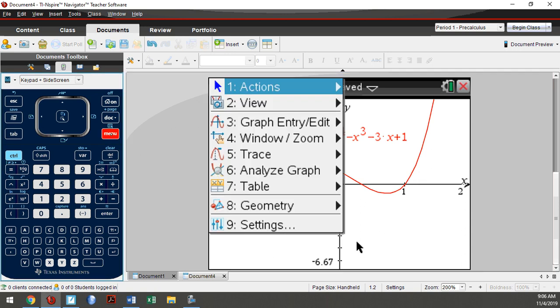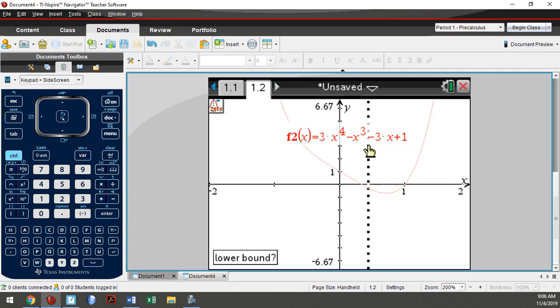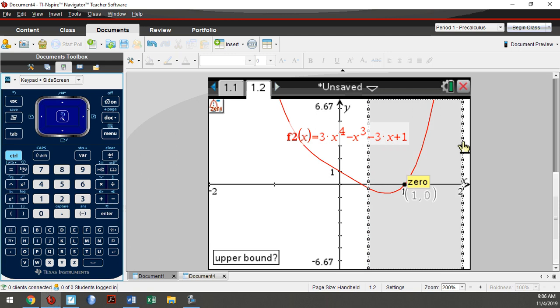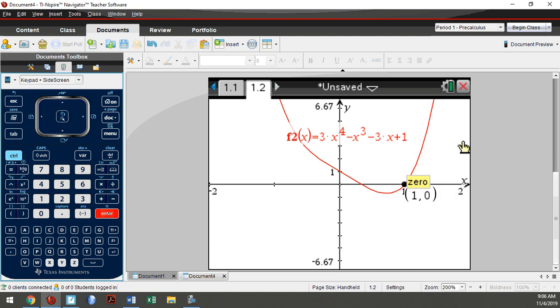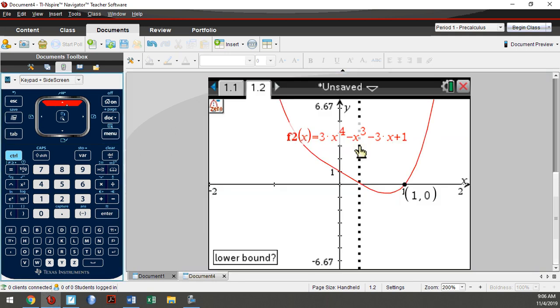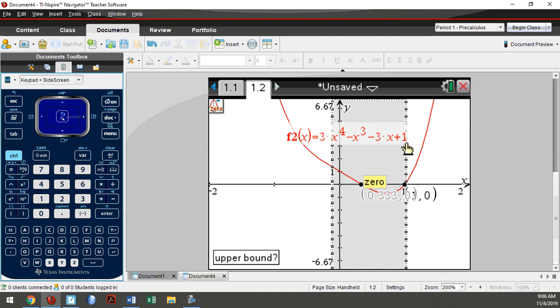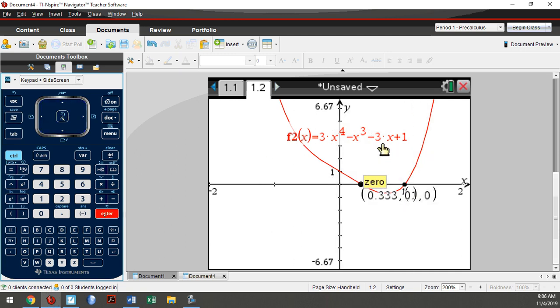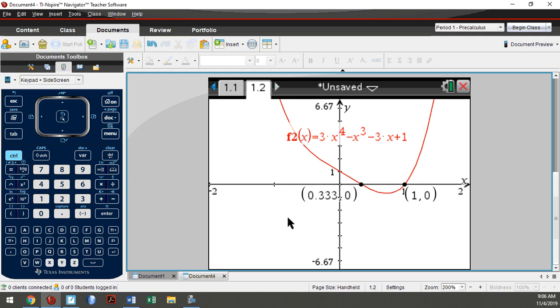So menu, analyze graph, 0. And what do you find? That 1 is the first root. Is that in my P over Q list? Let's do it again. Menu, analyze graph, 0. Go to the left. Go to the right. And it gives me this decimal. This decimal is 0.333 repeating. What is that in fraction form? It is indeed 1/3. Do we all understand that?